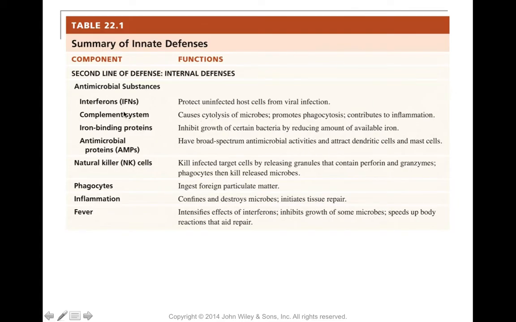We also have a complement system, and we'll talk about that in a little bit more detail, which causes cytolysis, or breaking down of the microbes. It also helps promote phagocytosis, or the specialty cells which are going to phagocytose foreign invaders. And it's going to help contribute to inflammation.